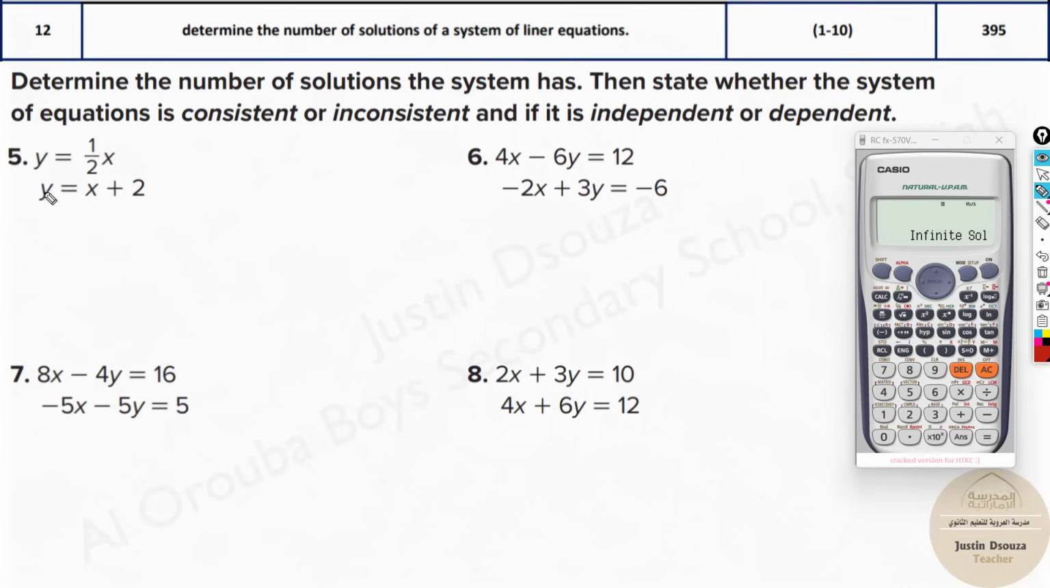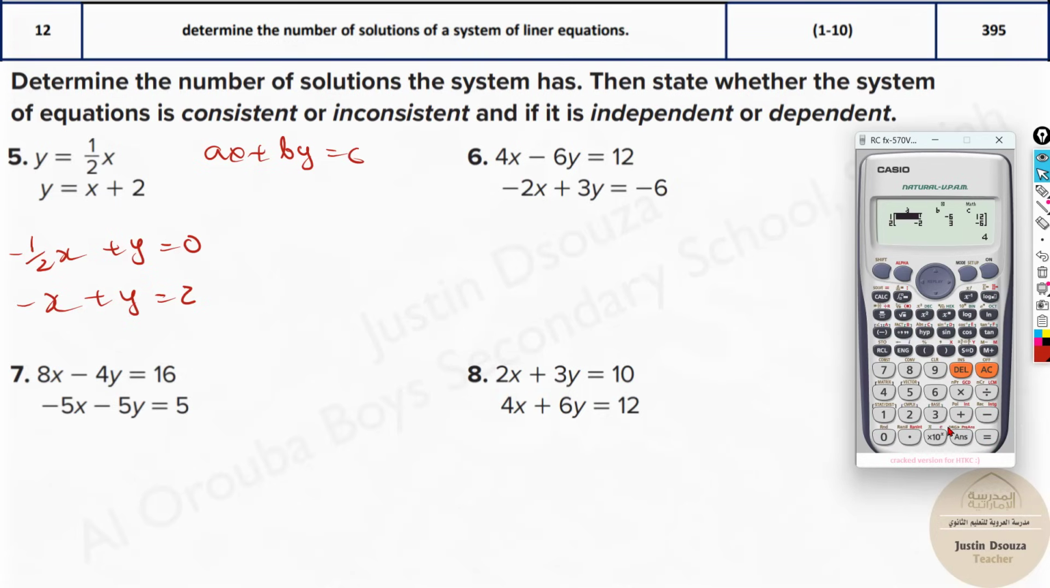Now the first one over here is not in the standard form, but don't worry. Just write it in terms of ax plus by equals c. So what I'll do is I'll take this to the other side. It'll be negative half x plus y is equal to 0 and negative x plus y is equal to 2. Now you have to type these coefficient values in the calculator. It will be negative half. You can write 1 divided by 2, or you can write it as negative 0.5. It's fine. And 1 and 0. Over here it's minus 1, 1, 2.